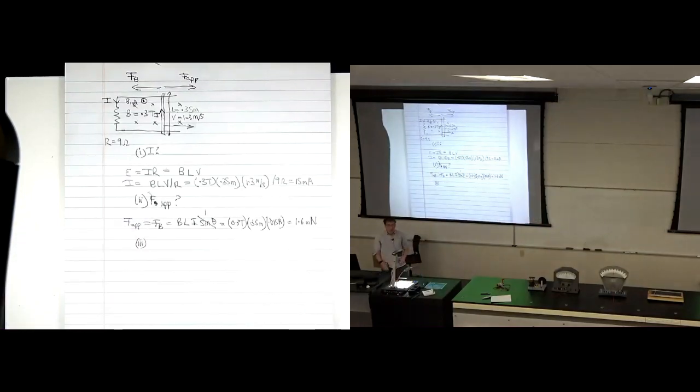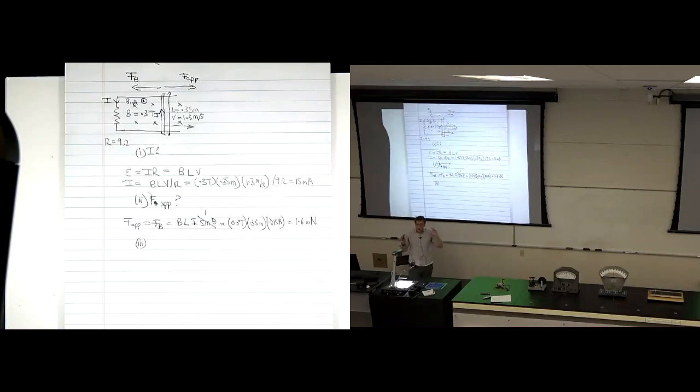Third part of the problem, if we can possibly remember it, was: what is the power being supplied to the generator, and what is the power being delivered by the generator? So the power in and the power out. How on earth are we going to figure the power in and the power out?